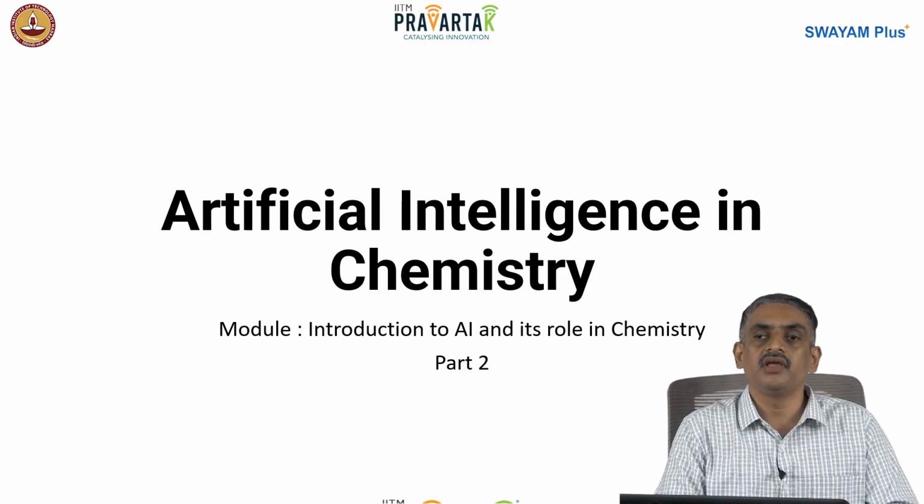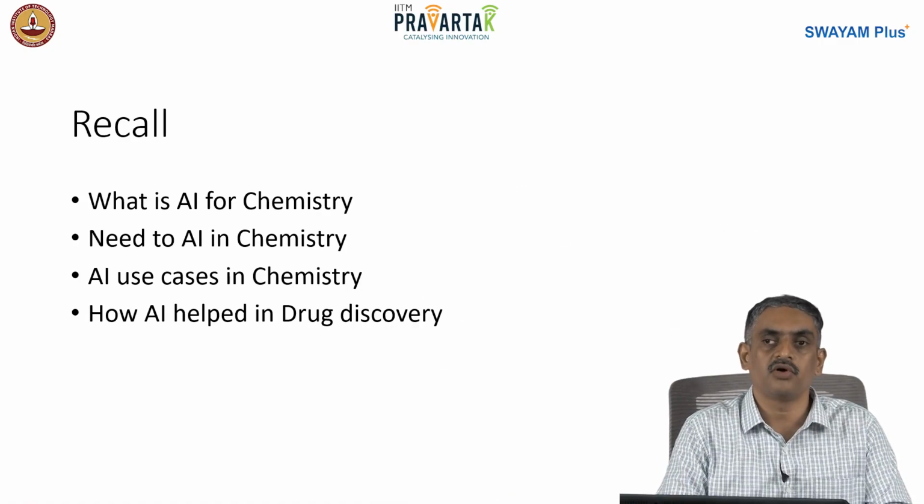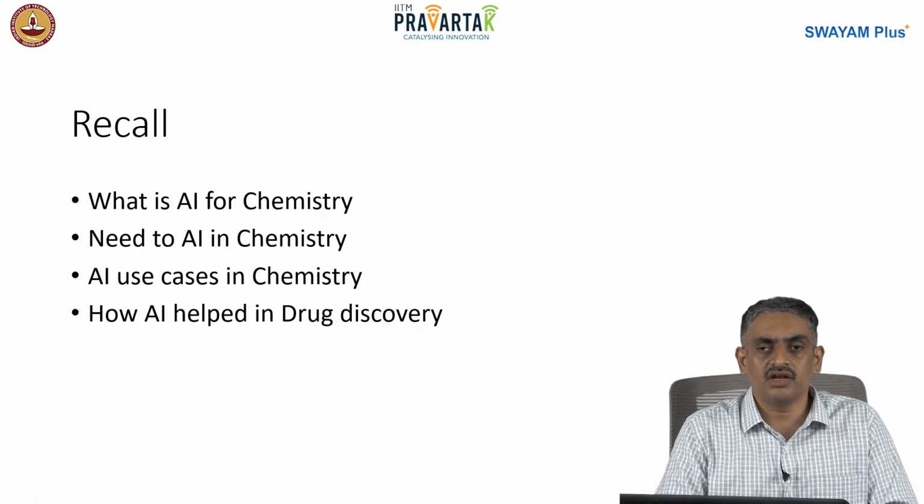Before we get started with the continuation of that, let us take a quick recall of all the topics that we have seen in the previous session. We looked at what AI for chemistry is and why AI is needed for chemistry. We looked at various use cases, like how drugs were discovered very quickly as compared to the traditional methodology. We also looked at how AI can help in doing faster discovery and in analyzing large amounts of data, and at the various activities that we can do.